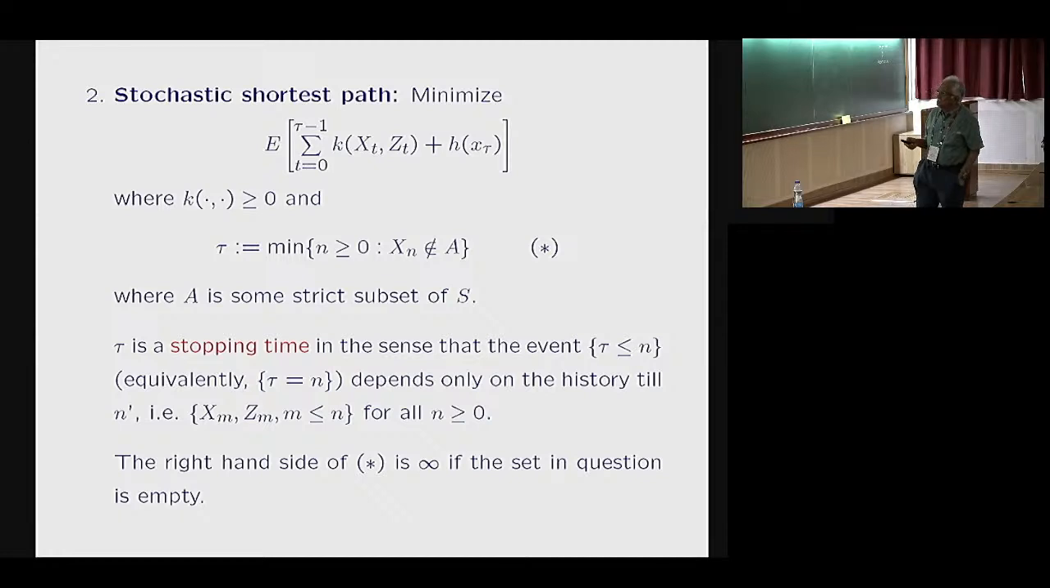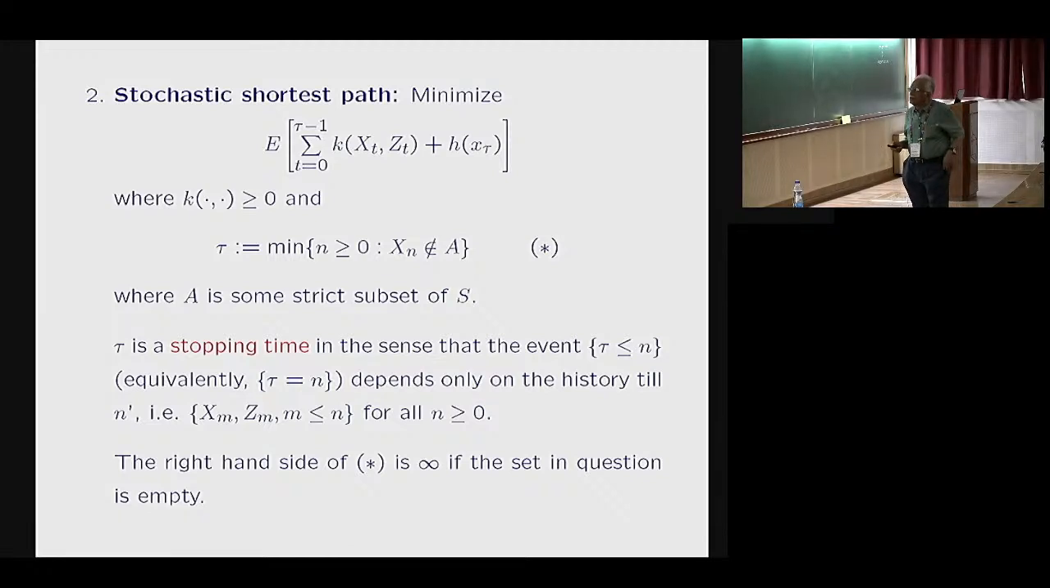This is an important concept in probability, in the sense that tau less than or equal to n depends only on the history till n, or equivalently tau equal to n depends only on the history till n. These two definitions are equivalent for a discrete time process, not for continuous. And the intuition is that at time n, you know whether tau has happened or not.